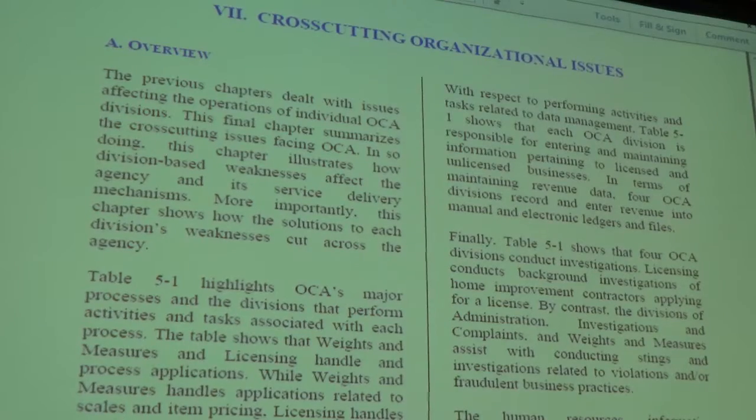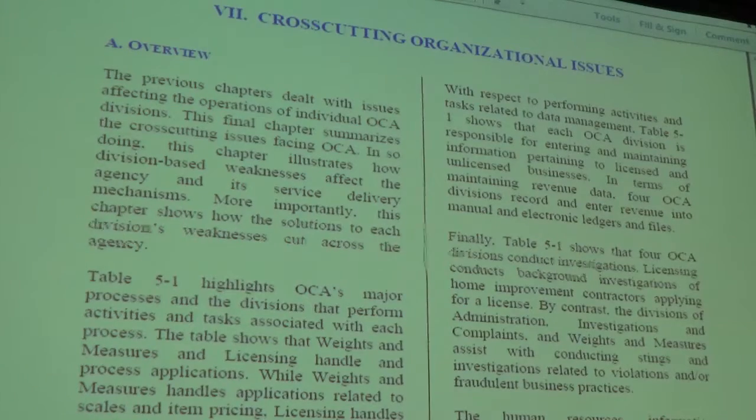And as I mentioned, it's more beneficial to conduct a comprehensive assessment of the organization as opposed to looking at one program. The reason why I advocate and recommend doing an assessment of the entire organization is that it helps you identify all those issues that cut across the organization.